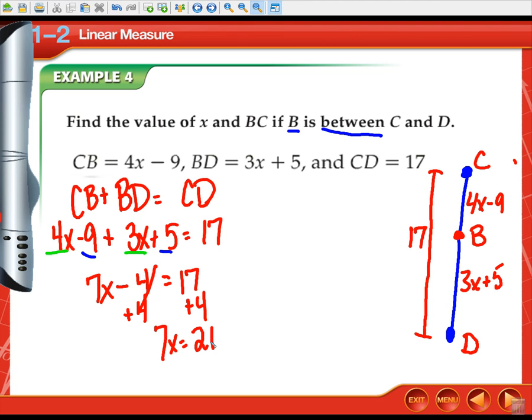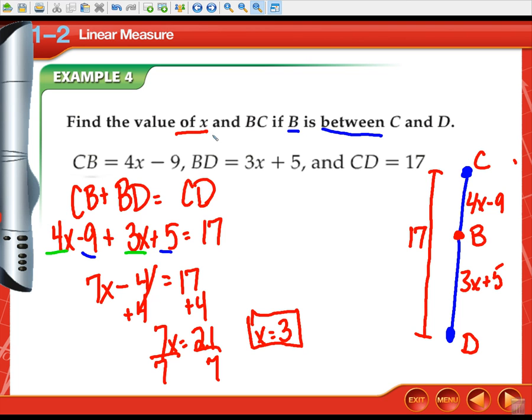And we are almost done, leaving us with 7x is equal to 21. Last step here, divide both sides by 7. We're going to get x is equal to 3. Okay, so x is equal to 3. However, that's not our final answer. That's one of them, so we can go ahead and box that.